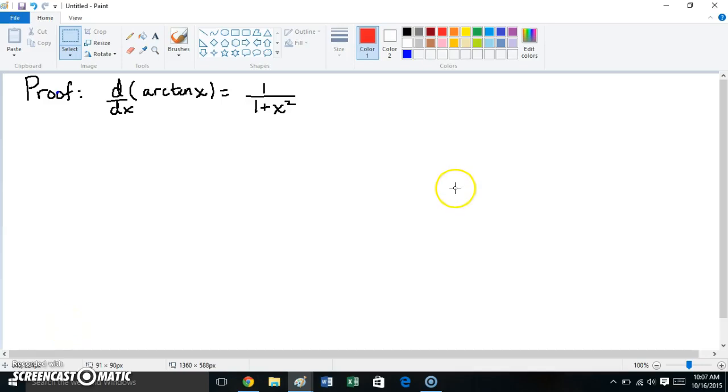In this video, we're going to take a look at the derivative of two inverse trig functions, arctangent of x and arcsine of x. In addition, we will also take a look at the derivative of the natural log of x.